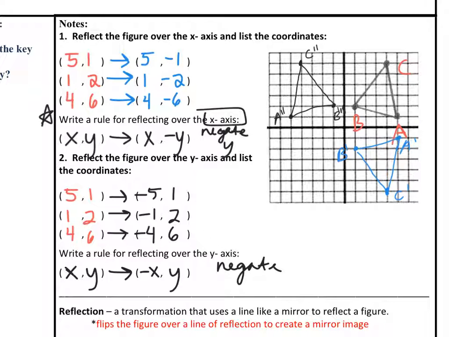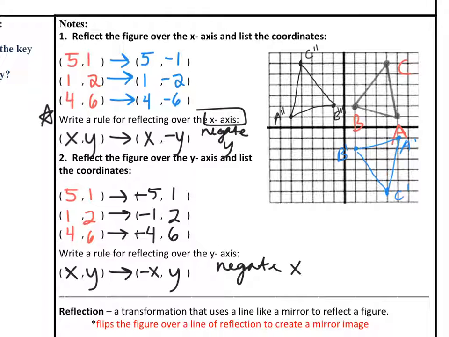So you look, you have all negatives, negative 5, negative 1, negative 4. I remember this by saying, okay, if I'm flipping over the x-axis, then the x stays the same. If I flip over the y-axis, the y stays the same. Okay.